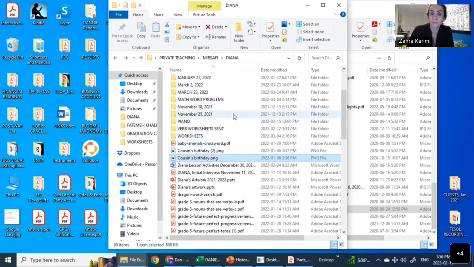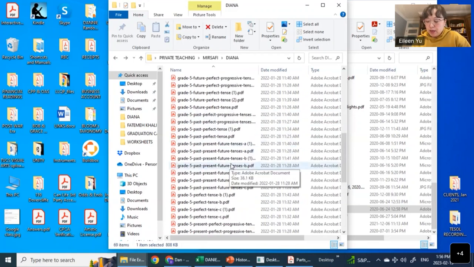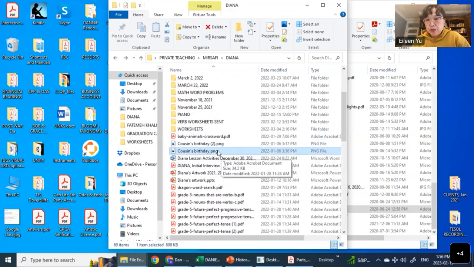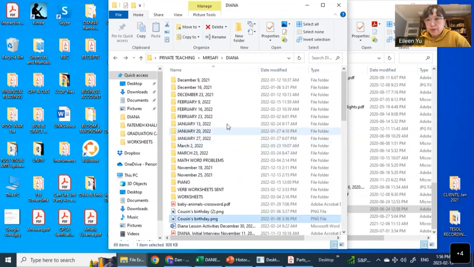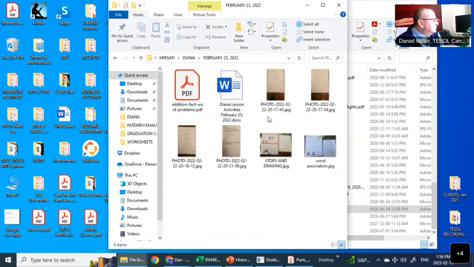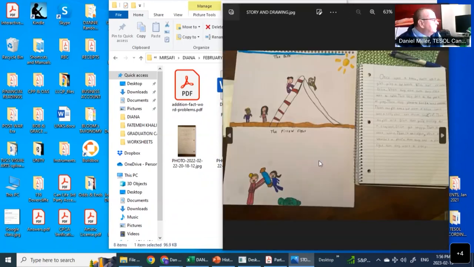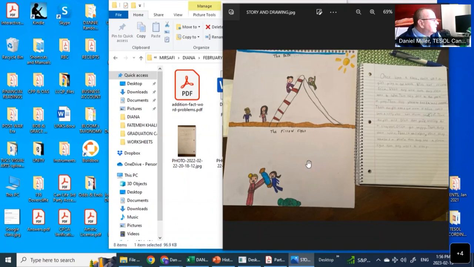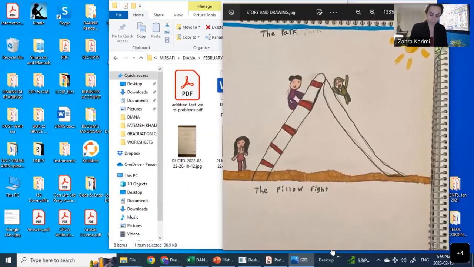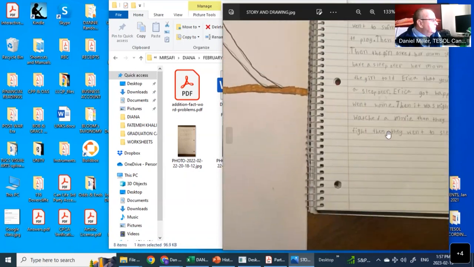So this is about the writing experience. And how about the conversation exercise you did? Well, the conversation activities that I did with her were basically about the stories that she had written. So here's another story and a drawing that she did. This is where she and some friends went to the park, and then they came home and had a pillow fight.